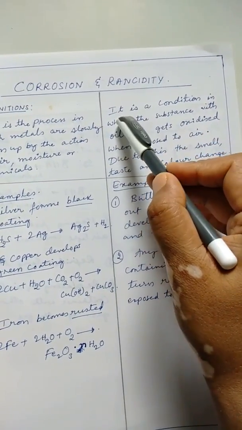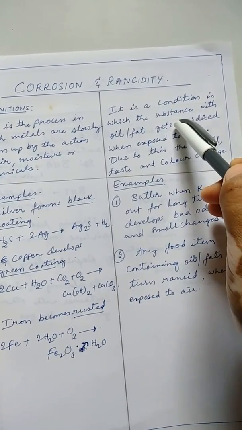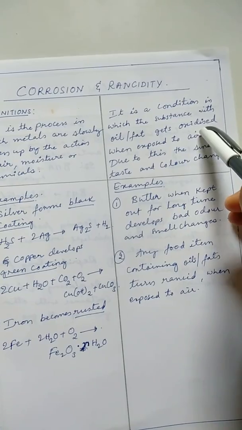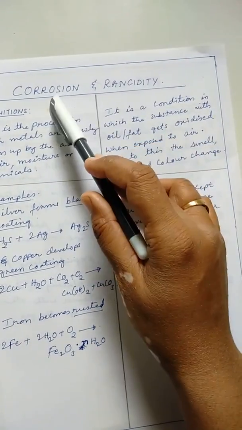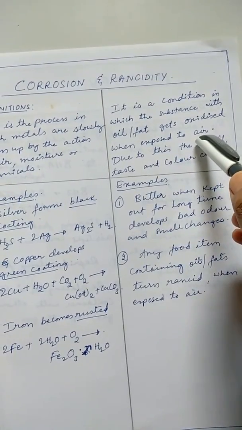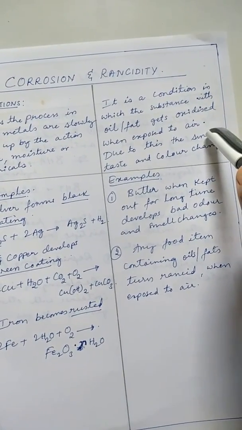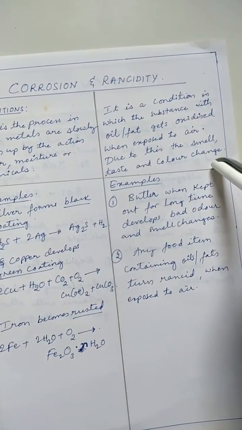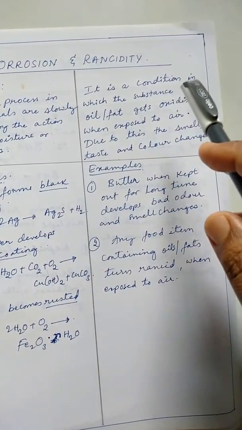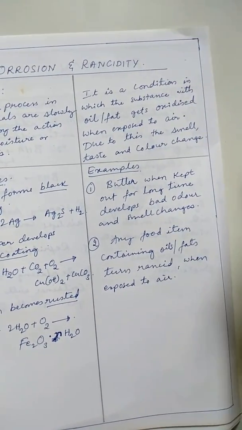So what is rancidity? It is a condition in which a substance which has oil or fat gets oxidized. It's a kind of oxidation reaction. It gets oxidized when exposed to air. So due to this, what changes? The smell, taste and color change. It happens when the fats and oils present in them get oxidized, and so the taste and smell change.